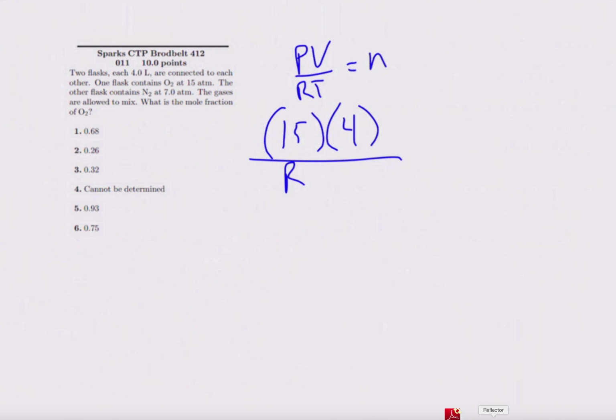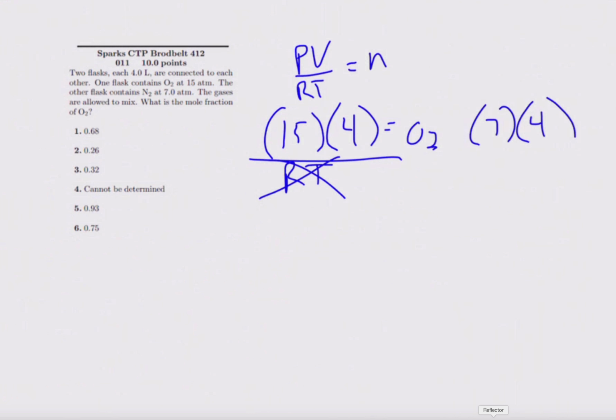The ideal gas constant and the temperature are going to be the same for both of these things that we're calculating, so we're actually going to be able to eliminate those because they're not really variables, they're not going to change. So what we really have is, that's for the oxygen, 15 times 4. So the O2 is going to be equal to 15 times 4, and then the N2 is going to be 7 times 4.